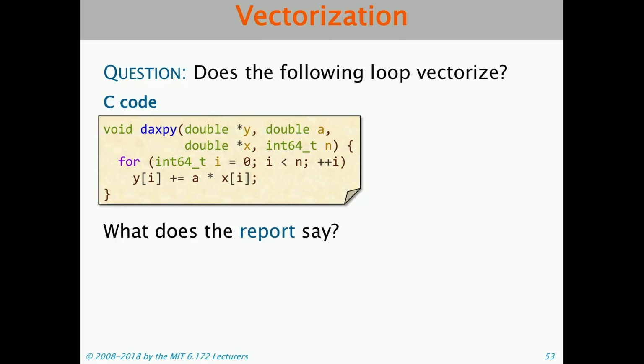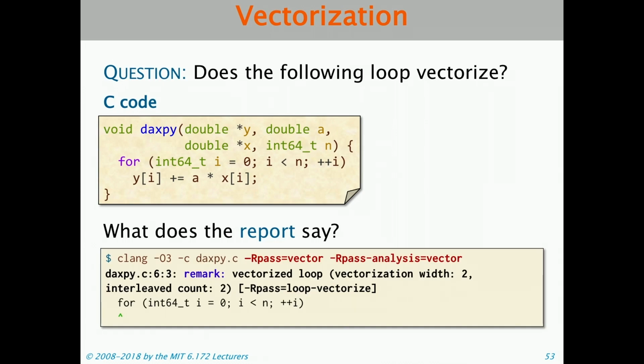Let's first ask for the report. Let's look at the vectorization report. We compile it, we pass the flags to get the vectorization report, and the vectorization report says yes, it does vectorize this loop. Which is interesting, because we have this great argument that says, but you don't know how these addresses fit in memory. You don't know if x and y overlap with each other. How can you possibly vectorize? Kind of a mystery.